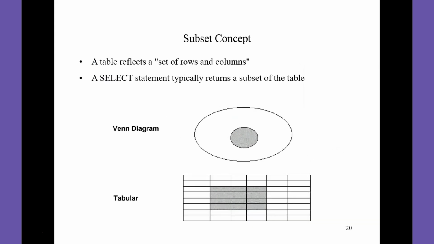And finally, to summarize what we've talked about here, a table reflects a set of rows and columns. When we execute a SELECT statement, we're typically returning a subset of that table, some of the rows, some of the columns. And we give you a couple of diagrams here to suggest visually how you might think about this concept of the subset. This concludes our lecture on simple data retrieval.